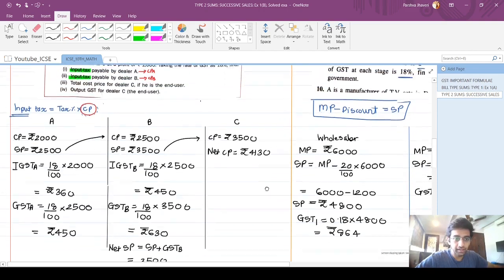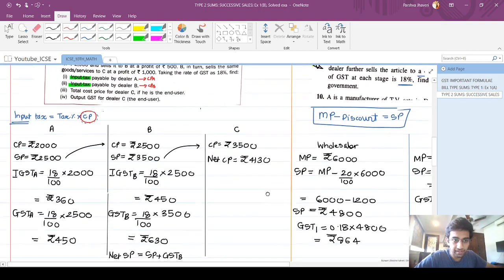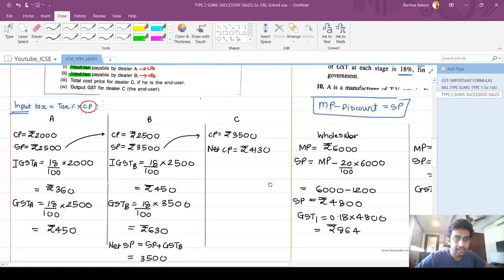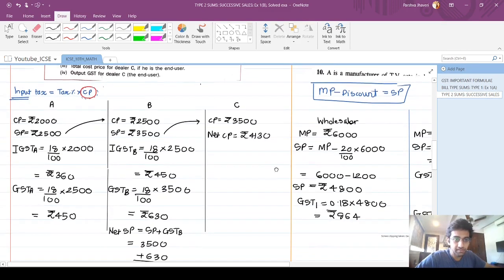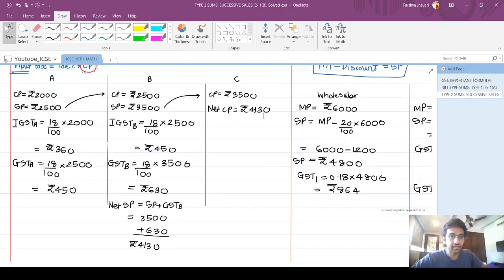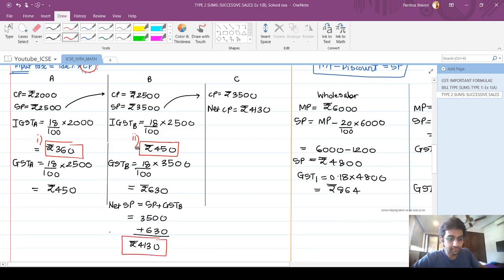Now let's look at what they have asked us. They've asked us to find input tax by A, input tax by B, total cost of C, and output GST for C. If you notice, we found actually everything. Firstly, input tax of A, this is your part 1. Input tax of B, this is your part 2. This is your net SP, part C.